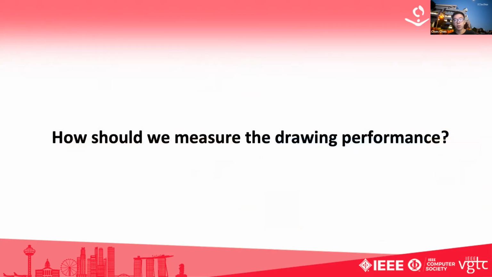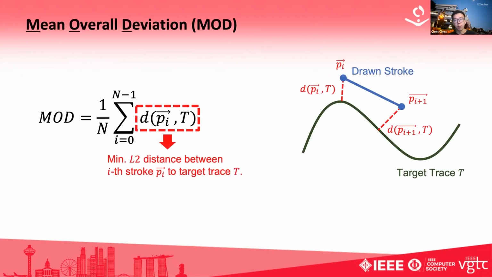So how do we evaluate the drawing performance quantitatively? First, we consider the mean overall deviation as a way to measure the drawing precision in the spatial domain. Mathematically speaking, the mean overall deviation is simply the average of the Euclidean distance between each sample stroke and a target trace. And obviously, a good drawing performance results in a small mean overall deviation.